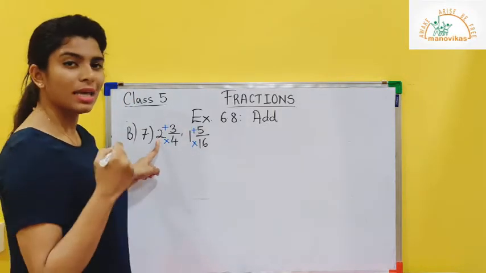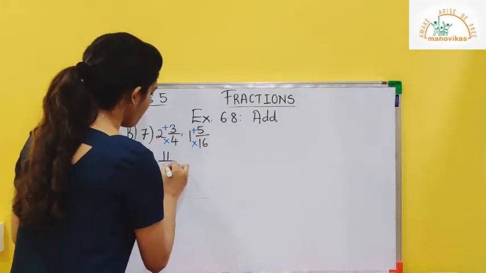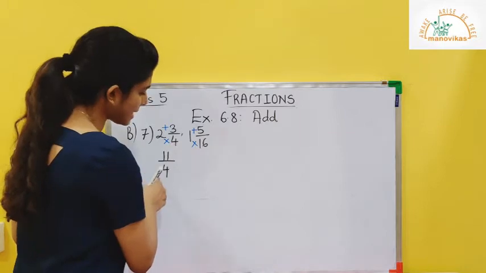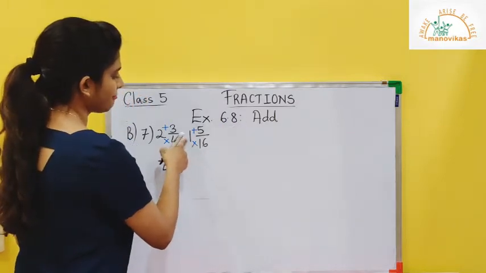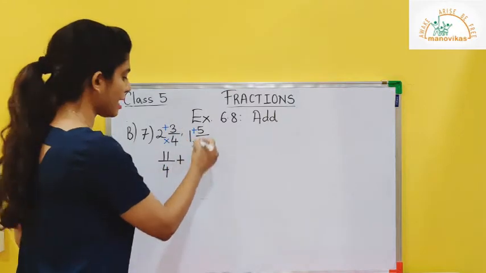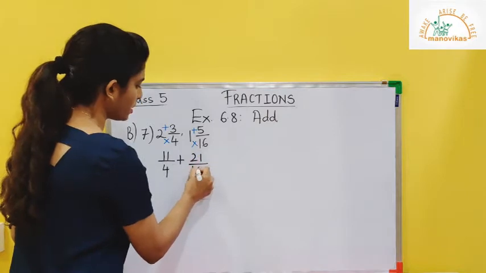2 4s are 8. 8 plus 3 is 11 upon 4, because the denominator will remain the same. Now since it is addition, I will put a plus sign. 16 ones are 16, plus 5 is 21. So the numerator becomes 21 and the denominator will remain the same.